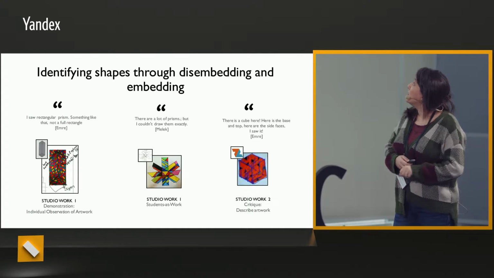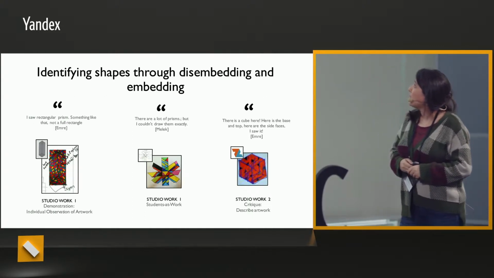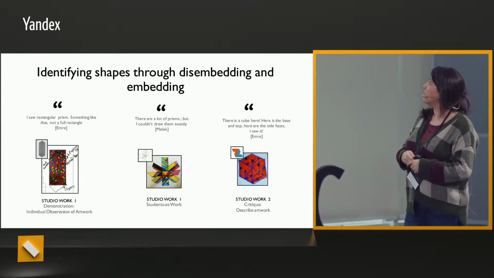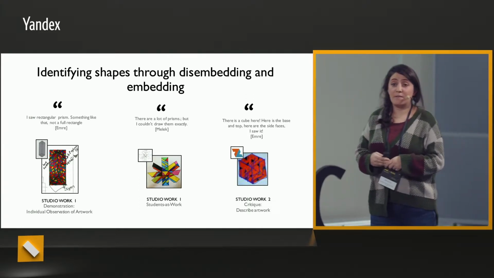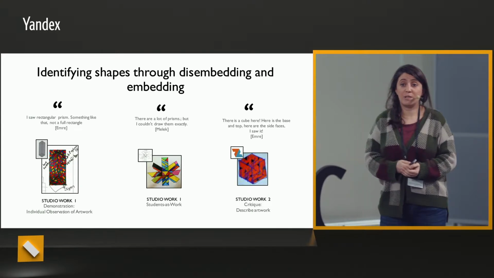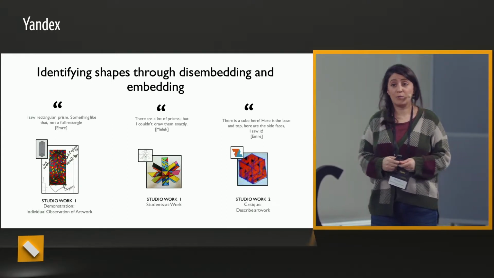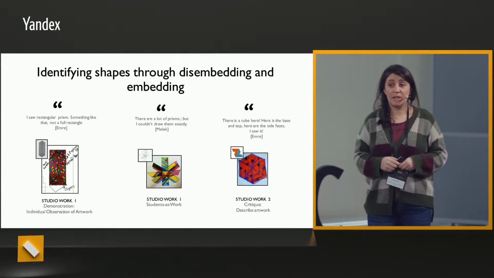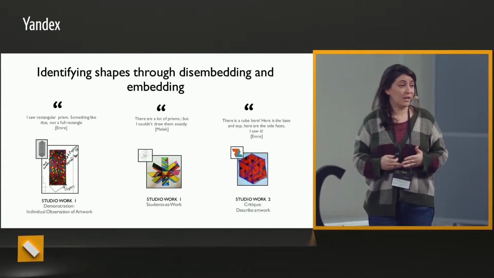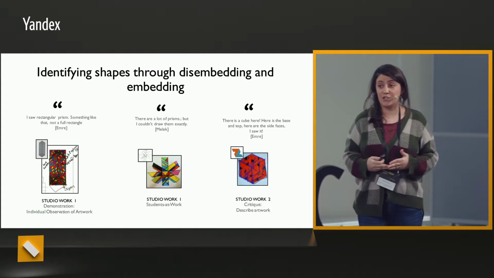And thirdly, students identified shapes through disembedding and embedding. Students, when they were asked to observe artworks, at first glance identified 2D shapes. After they observed the artworks with their friends, they came to realize new shapes and 3D shapes.